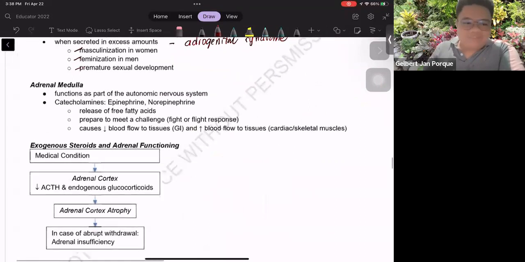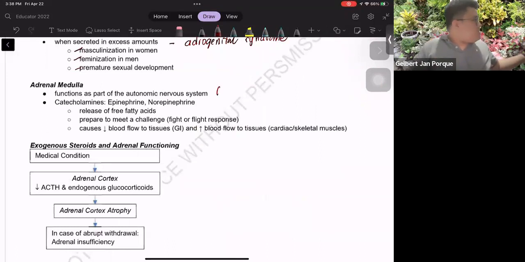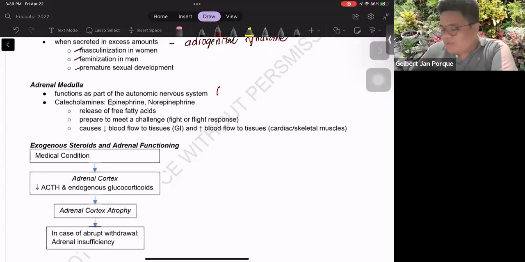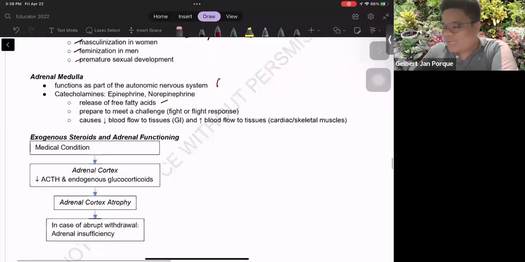Now, adrenal medulla. Its function is on the autonomic nervous system. Specifically, guys, we're talking about your sympathetic nervous system. Now, class, the catecholamines involved are epinephrine and norepinephrine. And for epinephrine and norepinephrine, guys, it results in the release of fatty acids. Okay? And it is the fight or flight response that we're talking about.